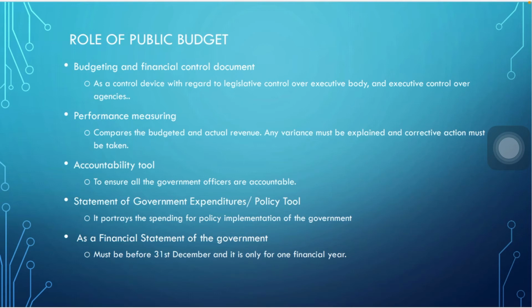Next, as a performance measuring. So to compare the budgeted and also actual revenue. Any variant must be explained and corrective action must be taken. So bila you ada budget, at the end of the year you dapat you punya financial year statement. So you akan buat perbandingan. So setiap perbandingan tu perlu diterangkan, perlu dijelaskan kenapa ada perbezaan.